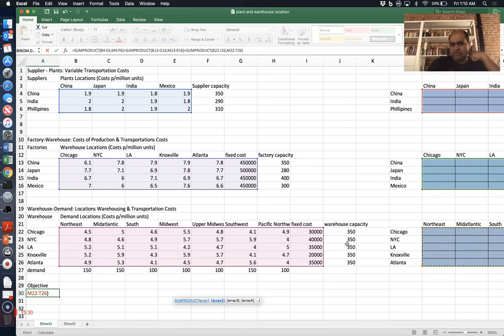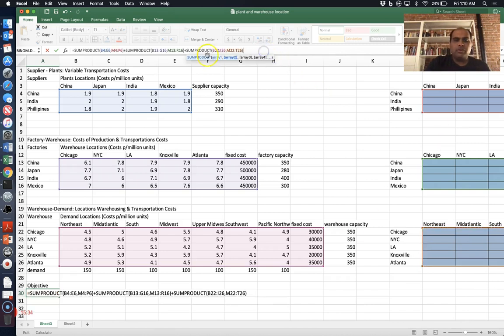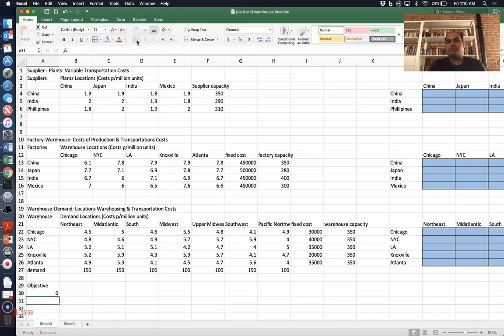Okay, so that's the objective function. Let's just take a look at that. So the objective function has three sum product functions: one for the supplier to the plant location stage, the second one from plant location to the warehouse location, and the third one from the warehouse location to the market location. And that's the total cost, and that's what we are minimizing. That's the objective function, right?